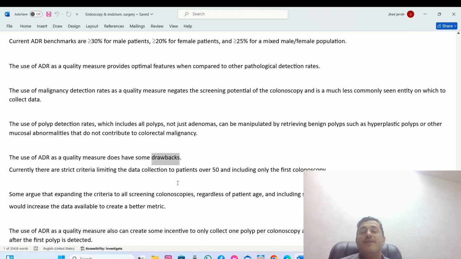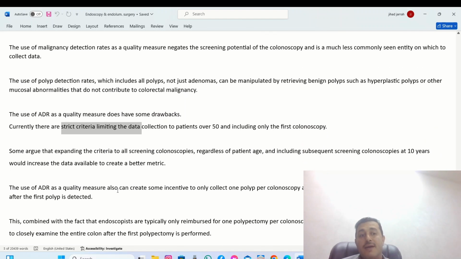Of course, there are drawbacks. There is a disadvantage for the colonoscopy, that in the definition of adenoma detection rate, the patient should be over 50, first time screening. Actually, we have just strictly limited data to collect. This is one. Another drawback, you remember that we said the detection of at least one adenoma.